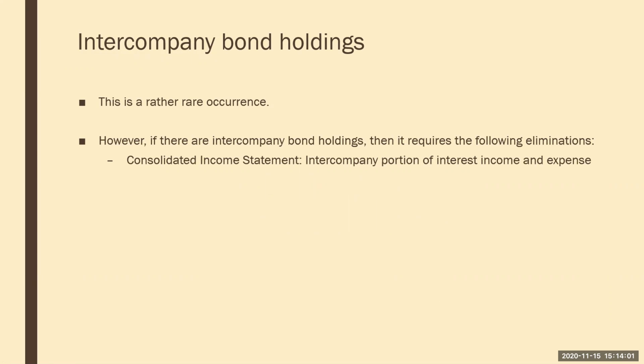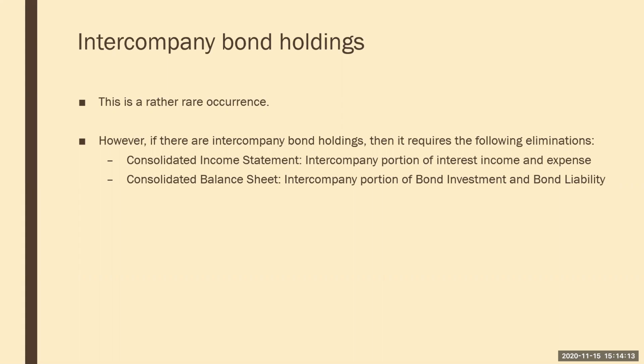On the consolidated income statement, we must eliminate the intercompany portion of interest income and interest expense. And on the consolidated balance sheet, we must eliminate the intercompany portion of the bond investment and the bond liability.